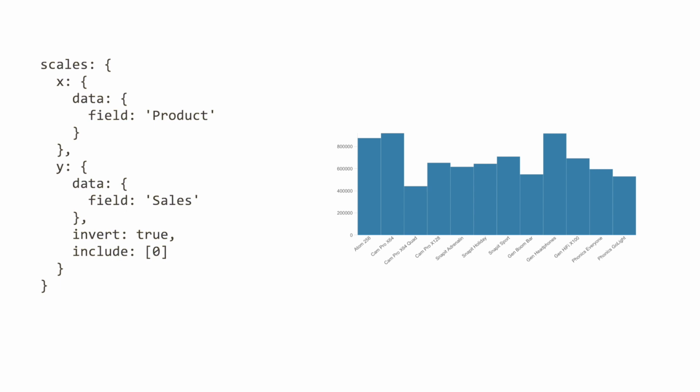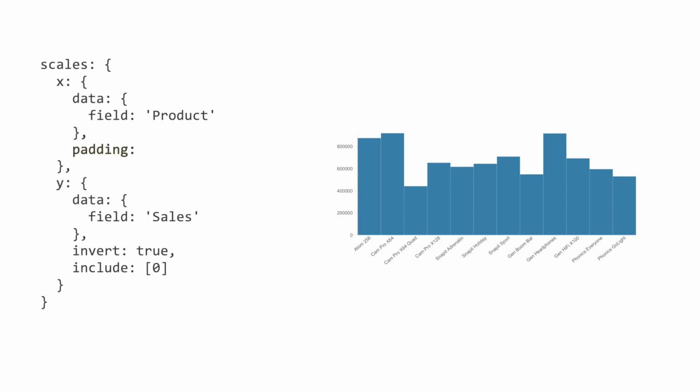As an example, we'll add some space between each bar by adding another property to the X scale. That property is padding, and the value provided represents how much of the space allocated to each bar should be used as padding. For example, if we want to add padding of 10%, we can specify a value of 0.1.